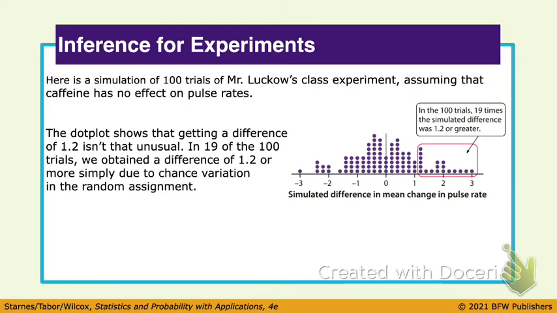So in 19 out of 100 trials, we get a difference of 1.2, which is what happened in the actual experiment in this man's class. They got a difference of 1.2. And so how common is that to happen? 19% of the time. That's going to happen by accident, by like a fluke. For some reason, people's heart rates just went up, right? So there is a 19% chance that that's just going to happen by accident, okay?